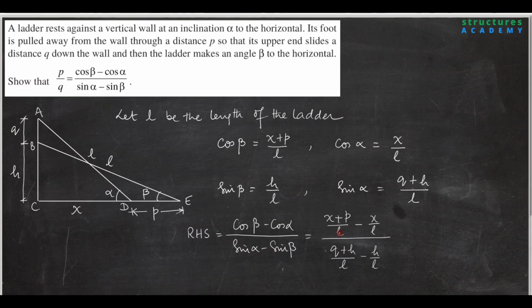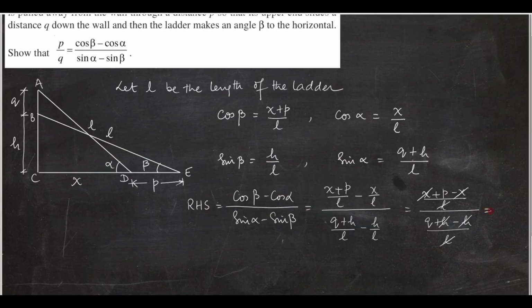So we notice in both the numerator and denominator, L is the same. So the LCM would be L, and we would get x plus p minus x by L whole divided by q plus h minus h over L. So the plus x minus x and the plus h minus h get cancelled, and so do the L's. This results in p upon q, which is the left hand side of the expression. So therefore RHS is equal to LHS, hence proved.